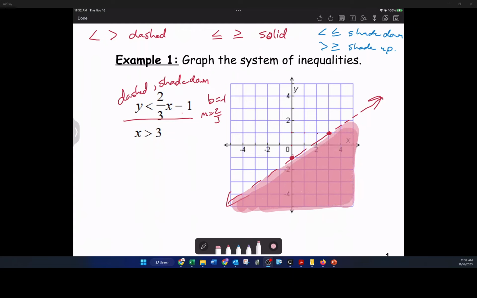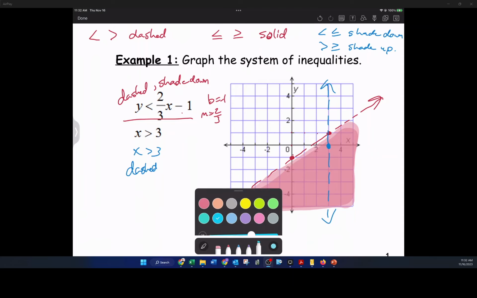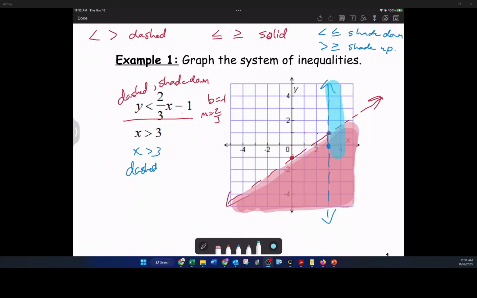All right. Now the second line is a bit of a special line. All we have is x. X is 3, so x is greater than 3. That just means we're going to cross the x-axis at 3 and only 3. It's still dashed, so dash a straight line down through 3. And on which side are the numbers getting bigger, the left or the right side? It would be the right side. So I'm going to shade this side.